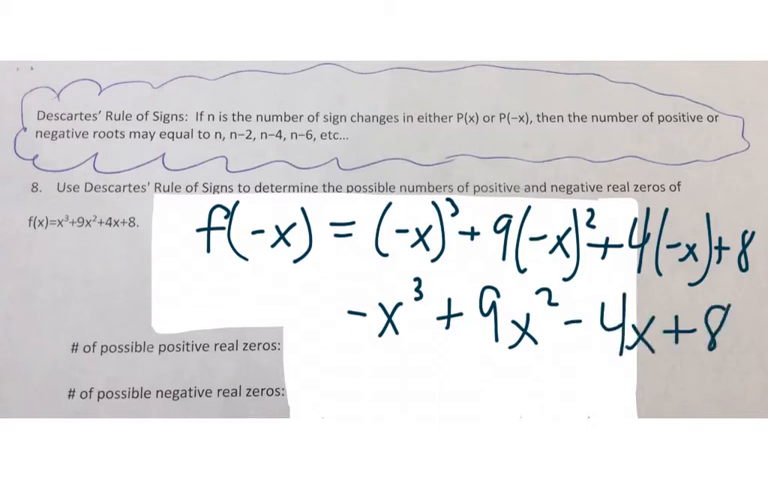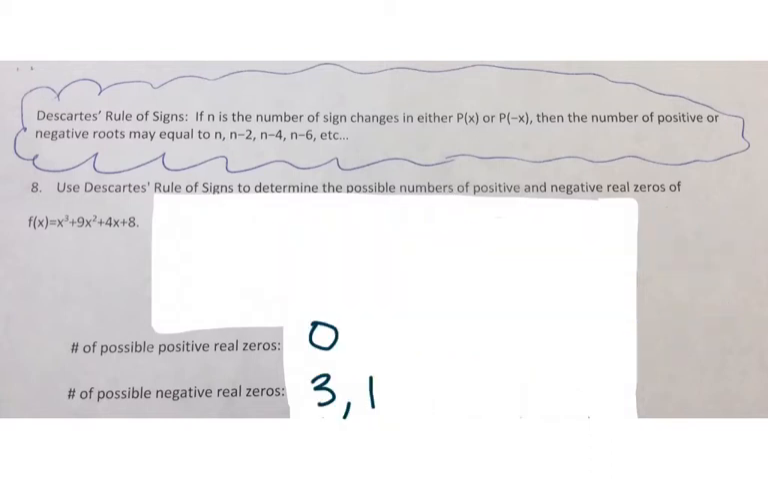So I can see I have negative to positive, that's 1 sign change, positive to negative, that's 2, negative to positive, that's 3. So there are 3 possible negative real zeros. Or, if I take that n value, so this is like my n value, and I subtract 2 from that, 3 minus 2 is 1. So there's either 3 negative real zeros or 1 negative real zero.